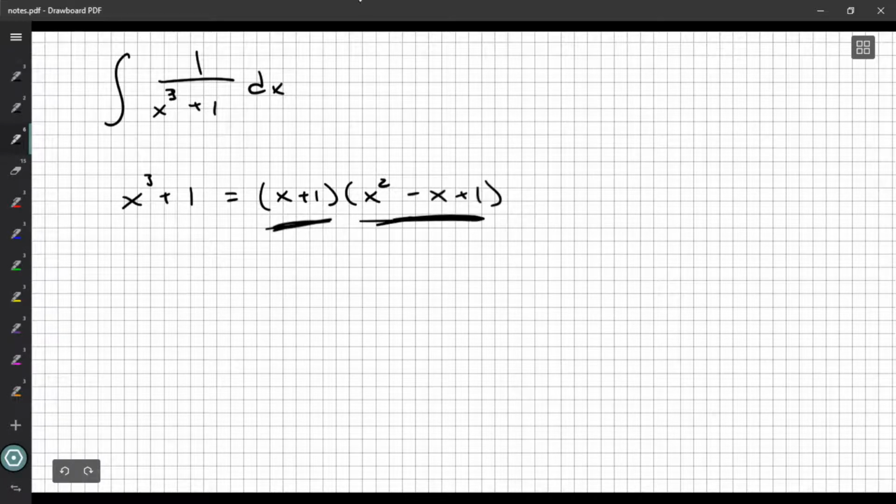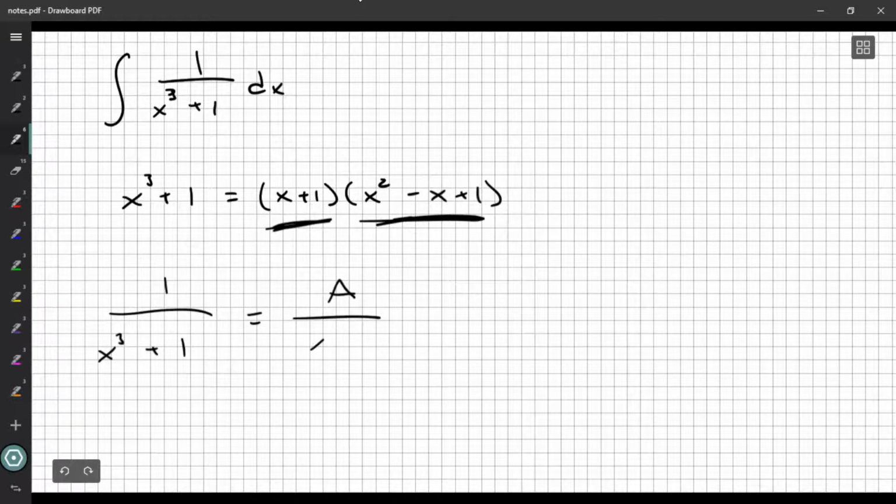Now, x squared minus x plus 1 happens to be irreducible. And if we wanted to, we could check. The b squared minus 4ac will turn out to be negative in this case. It's going to be -3, in fact. Okay. So we're going to need to set up a partial fractions decomposition.